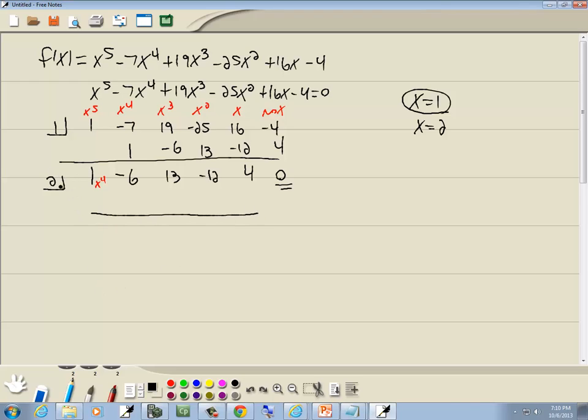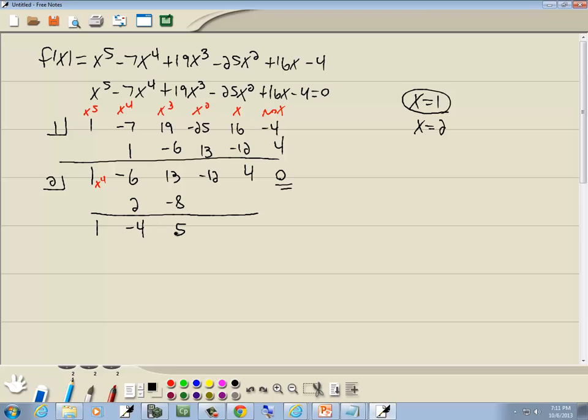So again, I'm going to do it on the line I just found. So I'm going to add. 1 plus nothing's 1. Multiply the number in the box by the number you put down there. 2 times 1 is 2. Add. Negative 6 plus 2 is negative 4. Multiply the number in the box by the number we put down there. 2 times negative 4 is negative 8. Add, 13 minus 8 is 5.